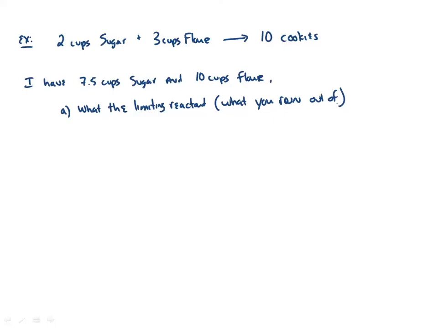Every time you're doing a chemical reaction, unless you get lucky and you have exactly the right amount of both reactants, you're going to run out of one of them. So what we're going to ask ourselves is which one we run out of first.